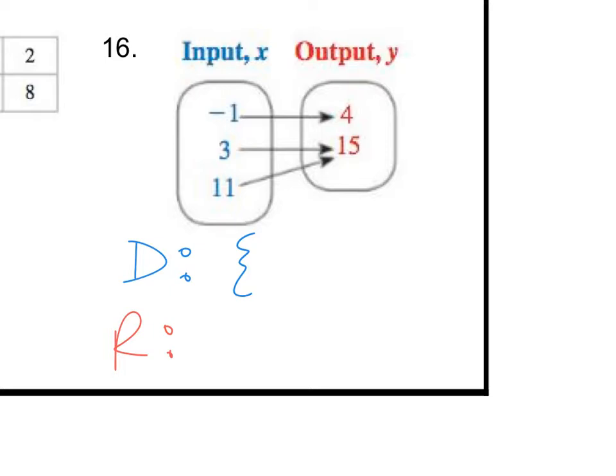Daniel, what's my domain? It is -1, 3, and 11. Yup. Addison, what's my range? Yep.